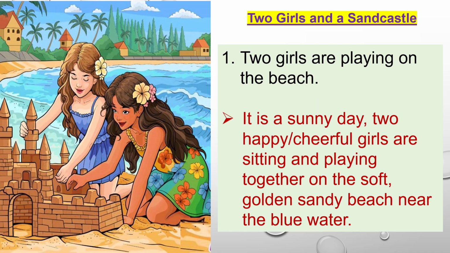First sentence, two girls are playing on the beach. Now in this we'll add happy, sandy, golden, soft, or instead of happy we can use cheerful, sunny. This will show the mood and place of the picture, so the reader can see and feel the setting. So instead of writing two girls are playing on the beach, we can write, it is a sunny day, two happy girls are sitting and playing together on the soft golden sandy beach near the blue water.